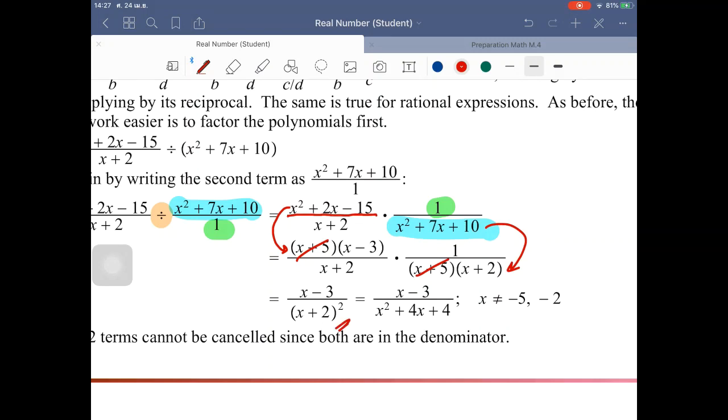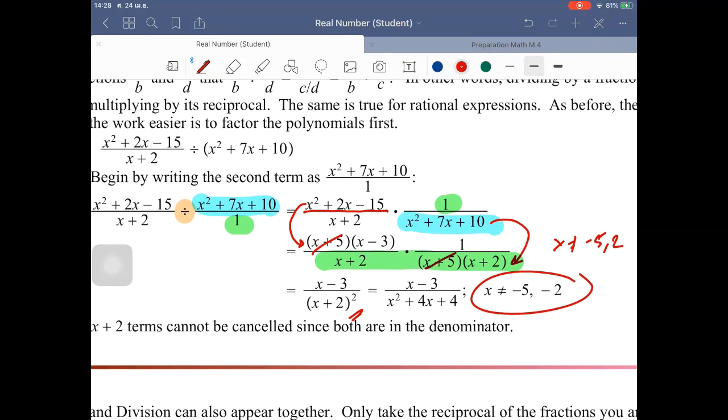Okay, and don't forget what x cannot be. You can easily look at this term here. After we simplify all, we know that x cannot be negative 5 and negative 2. This is our restriction. x cannot be negative 5 and x cannot be negative 2. Okay, I will give you time to take some notes.